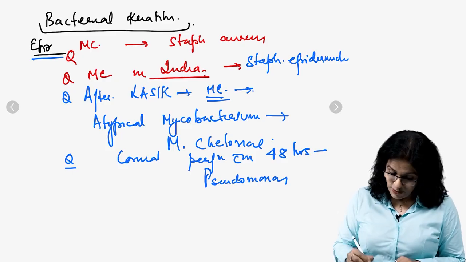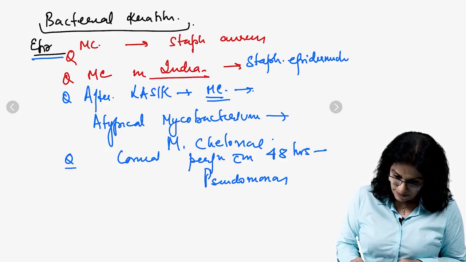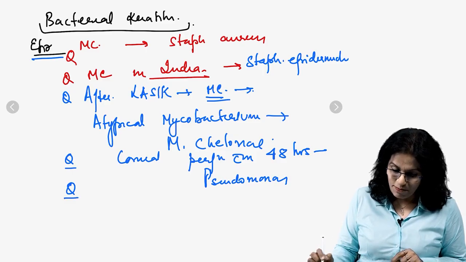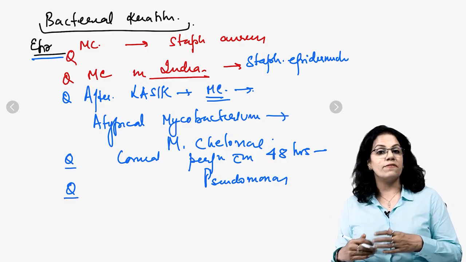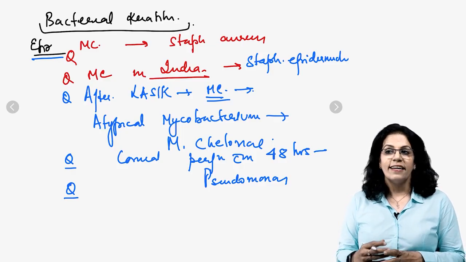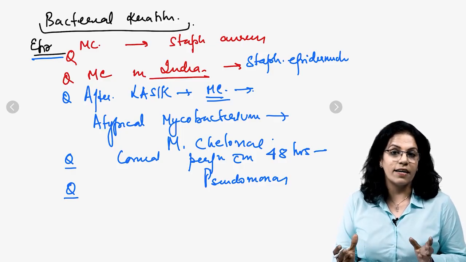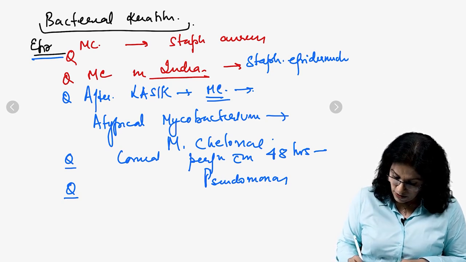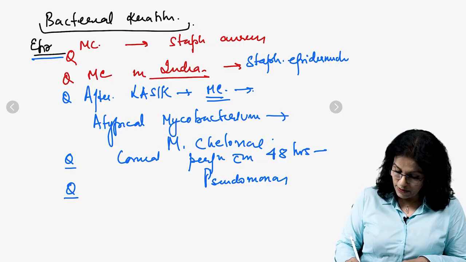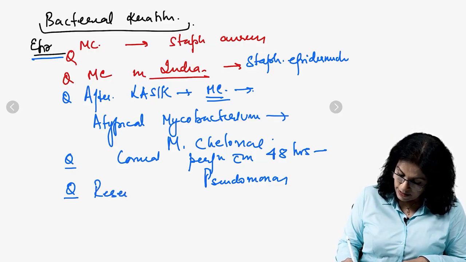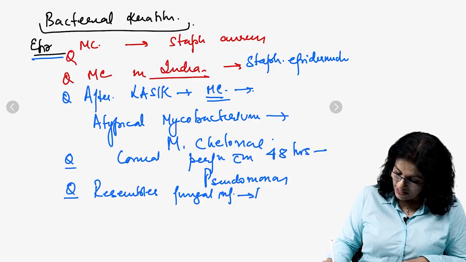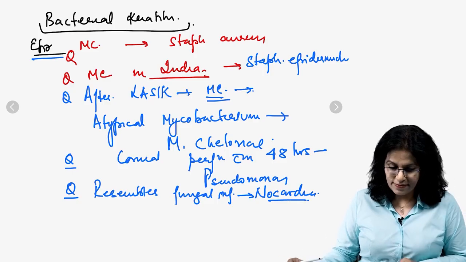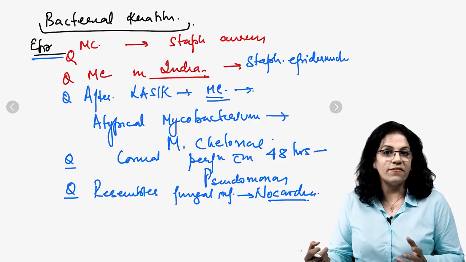Another question is about which bacterial infection resembles a fungal keratitis in presentation, like the ulcer is dry and rough like a fungal infection. So, this was also a recently asked question. Which bacterial infection resembles fungal? Your answer is nocardia, isn't it? So, we answer nocardia. Right. So, this is also a dry rough ulcer.